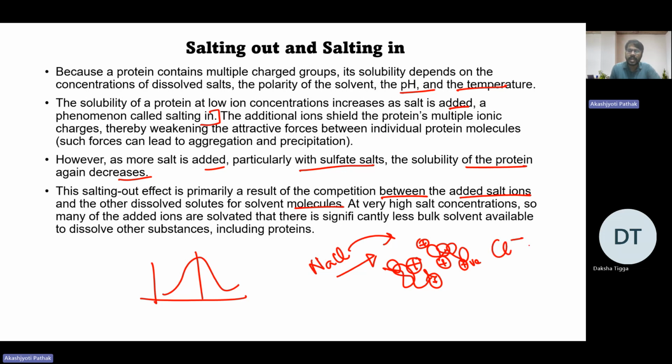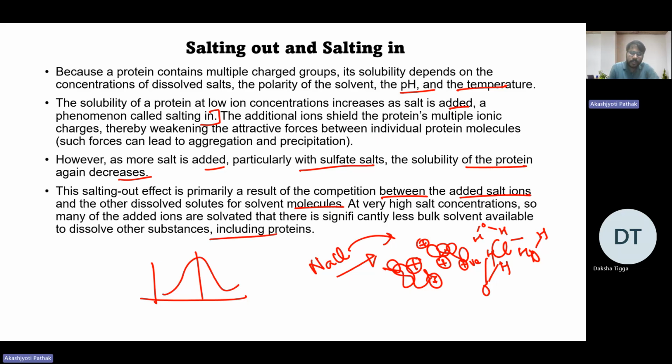Now this Cl minus, the water molecules will start forming a cage around these ions. So these ions get solvated, okay, and the water molecules no longer solvate the protein molecules. Rather, the water molecules will solvate the ions, and the protein's solubility will decrease. So there is less bulk solvent available to dissolve substances, including proteins.